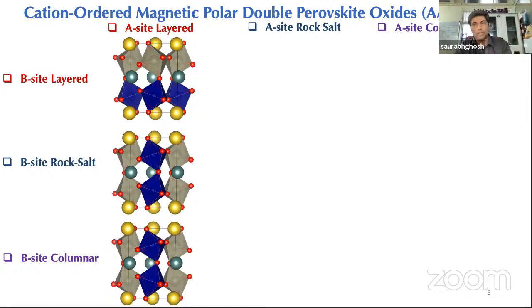So on the left-hand side, what I have shown is basically a representation where you can see that in the left-hand column, the A sites are ordered.